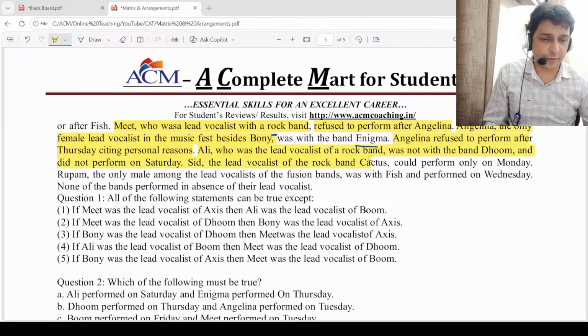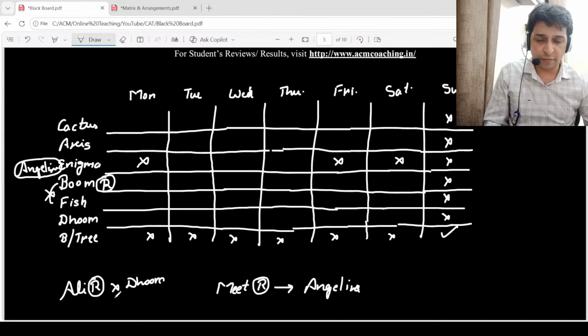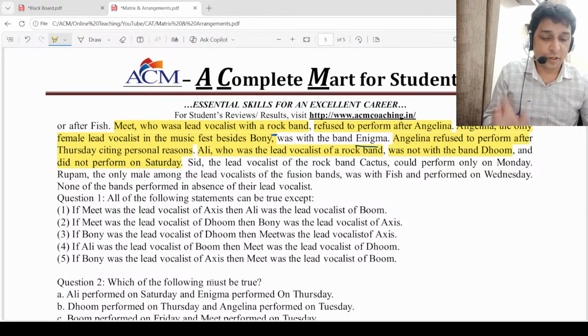Ali, who was a lead vocalist of a rock band, was not with the band Dhoom and did not perform on Saturday. So another lead vocalist, that is Ali, is with a rock band, but he's not with Dhoom. He's also not performing on Saturday. So we're writing it side by side, so we need not read the puzzle again, because reading it again means confusion again.